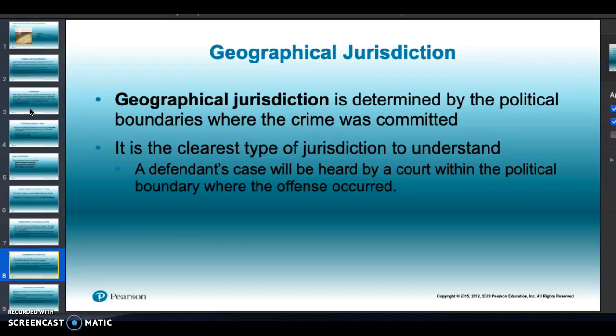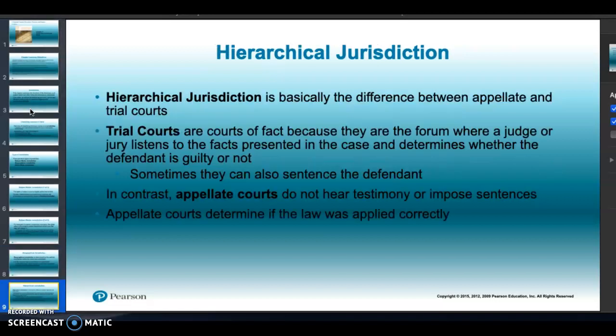Now, a geographical court is a little different because it has the power to hear particular kinds of cases depending on the legally defined boundaries of a city, a county, and a state. It is the clearest type of jurisdiction to understand because it's obviously just based on geographical location. And then hierarchical jurisdiction is basically the difference between appellate courts and trial courts.